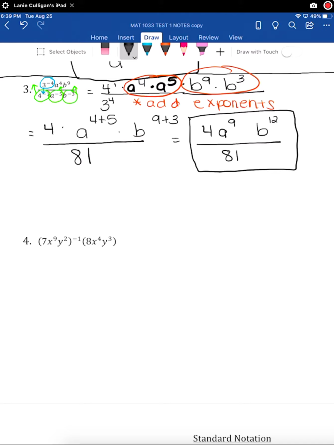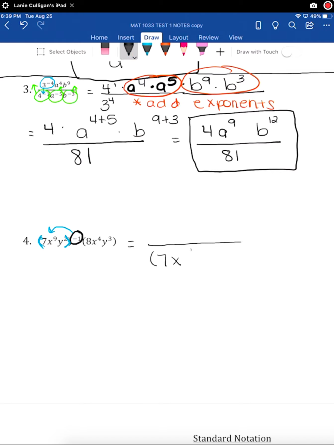Next example, 7x to the 9th y squared to the negative 1 power times 8x to the 4th y cubed. A lot going on here. Let's start by dealing with this negative. That negative is applied to everything inside our parentheses. So everything inside these parentheses is going to be flipped to the bottom because of that negative.